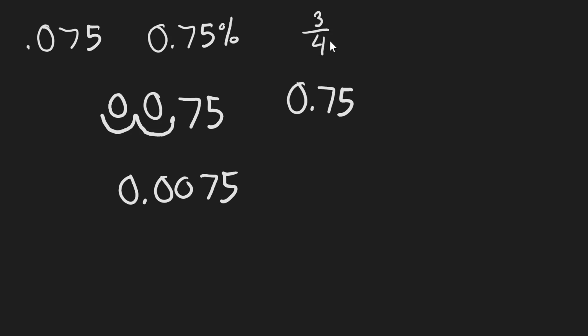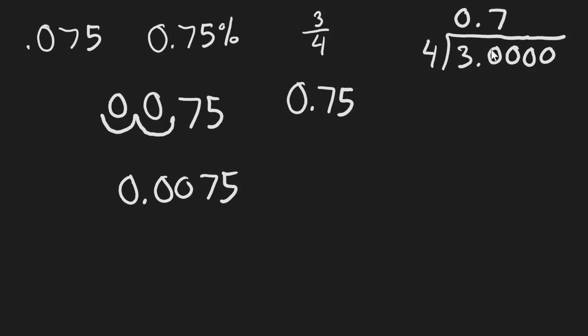Well, how do you do that? Well, you can set it up as a long division problem. 3 divided by 4 looks like this, and 3 is the same as 3.0000, etc. Now, 4 does not go into 3, so we can write a 0 here and bring up the decimal. So 4 does not go into 3, but it does go into 30, and it goes into 30 7 times. And 7 times 4 is 28, so we can subtract 28, keeping the decimal here.